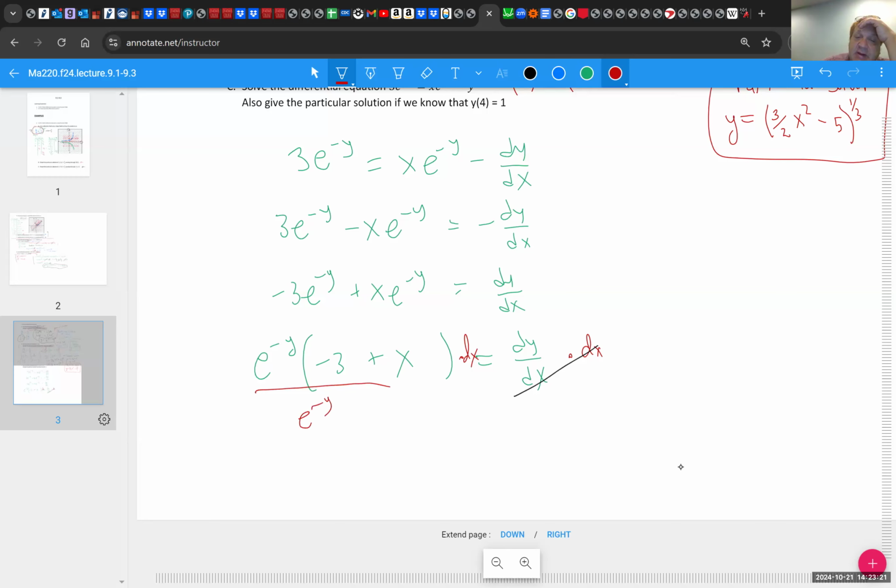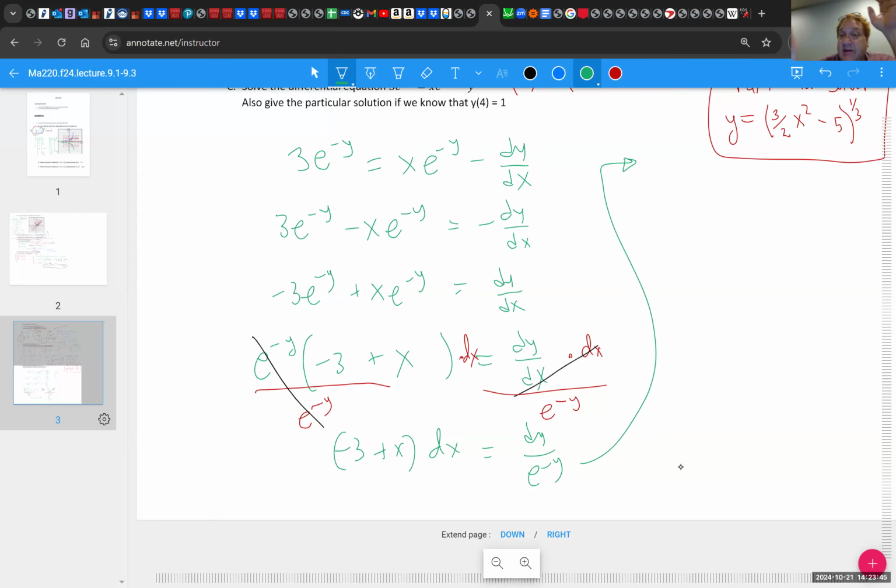E to the negative y divided by e to the negative y is going to be 1. So these guys go away. And then I just get e to the y in the denominator and dy in the numerator. All right, so I have -3 plus x dx equals dy over e to the negative y.